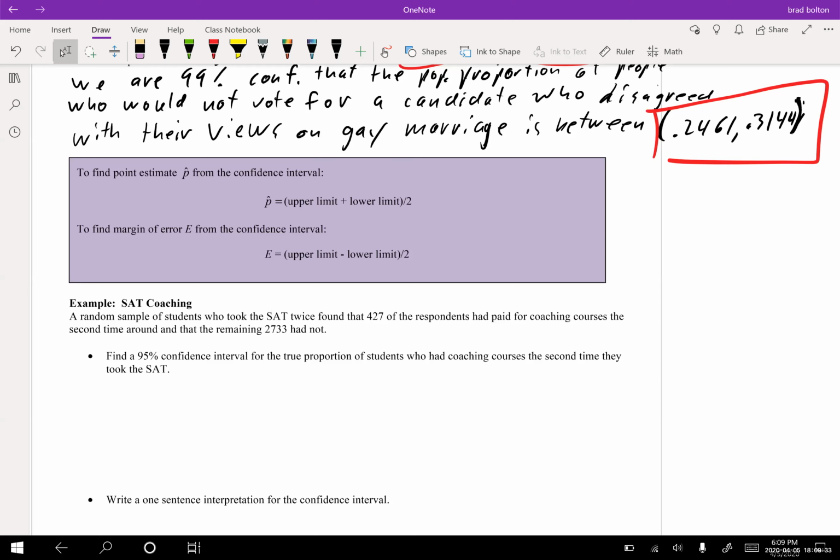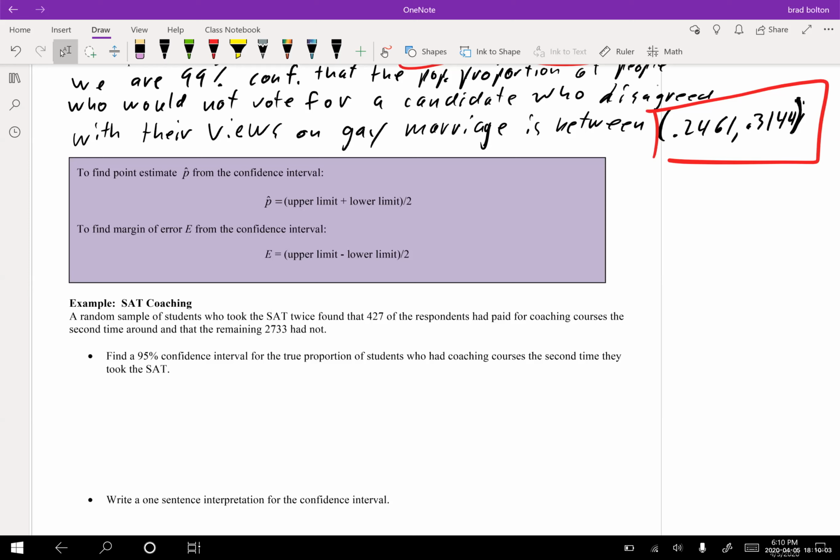It says to find the margin of error E from the confidence interval, you just take the upper limit minus the lower limit and divide by 2. So you find the difference between the upper limit and the lower limit and then cut it in half. That's how much you had to walk left and right of p hat. It doesn't happen all the time, but if you're given the confidence interval, you can backtrack and get back to the p hat and the error.